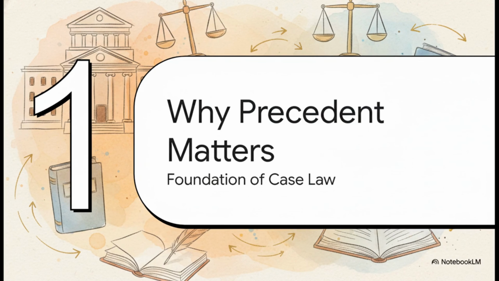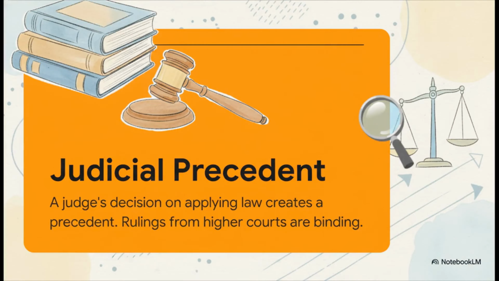Let's get into it. First up, why does any of this even matter? This is the bedrock for everything else we're about to cover. So, what are we really talking about? Judicial precedent is this simple but incredibly powerful idea that a court's decision in one case sets a rule that judges in later, similar cases have to follow. This is how we get what's called case law or judge-made law. It's built up over centuries, one decision at a time.